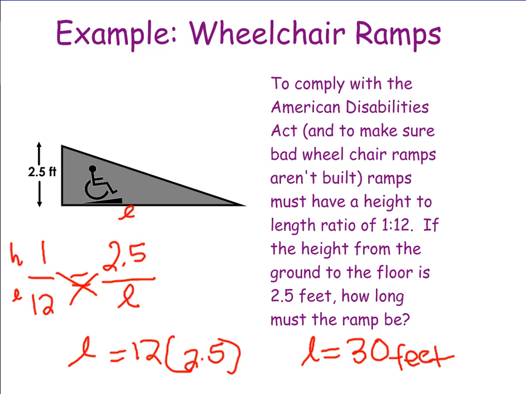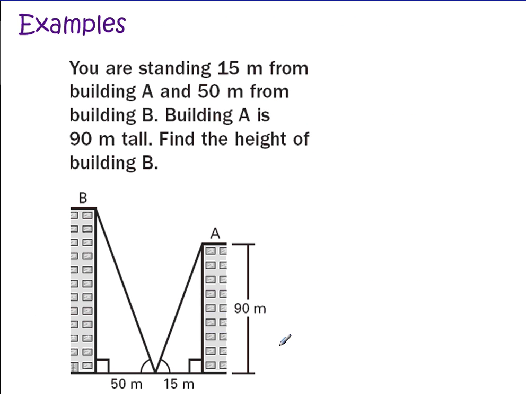Let's see some more examples. This one says that we're standing 15 meters from building A and 50 meters from building B. We know that building A is 90 meters tall, and we want to find the height of building B. So I'm going to put H in place of this because this is what we're trying to find. If we knew that these triangles are similar, then we can set up a proportion. So let's do that.